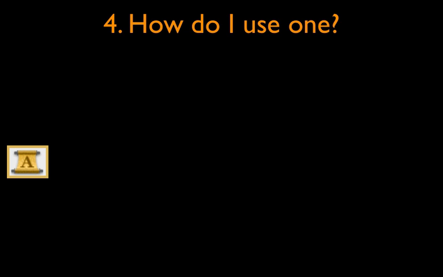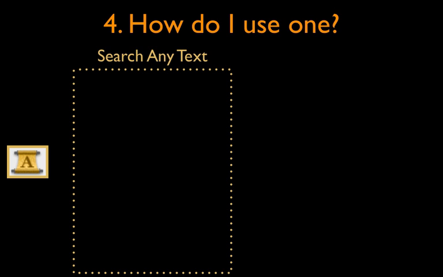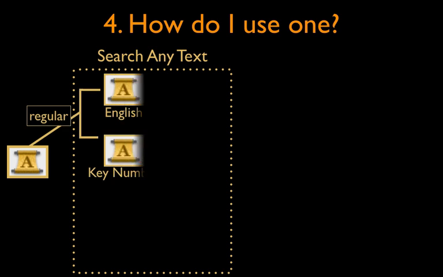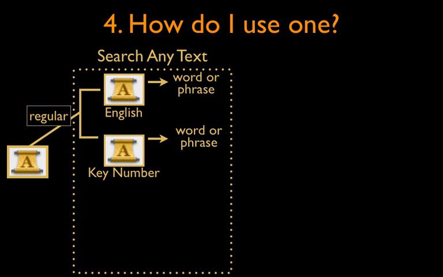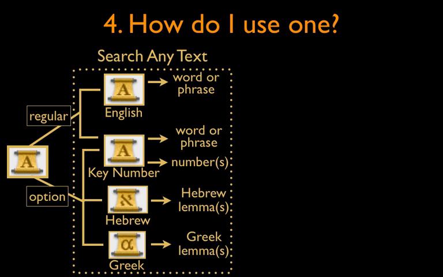How does one use a key number text? In Accordance, a key number text allows for rapid searches of any text. Just select a word or phrase and click to search any plain or key number text for that word or phrase. Press the Option key while doing so and search a key number text for the same key number, a tagged Hebrew text for the original Hebrew word, or a Greek text for the Greek word.